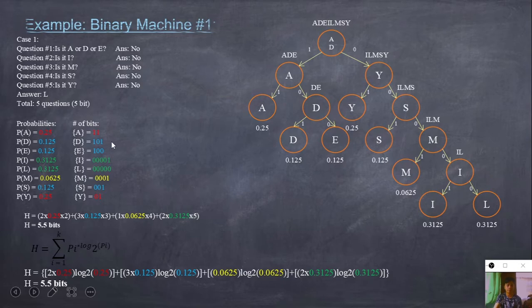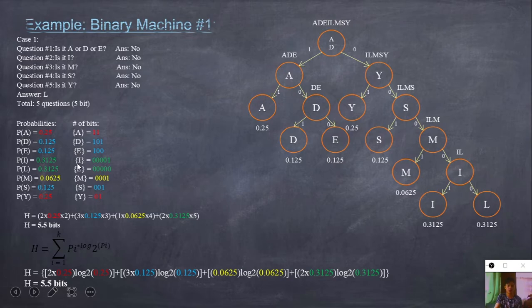So for its number of bits, we will look for where it goes. So A goes to 1 and 1. So the number of bits is 1 1, or 2 bits. For D, we look for where it goes: 1, 0, and 1, so 1 0 1. For A, 1 0 0. For E is 1 0 0.